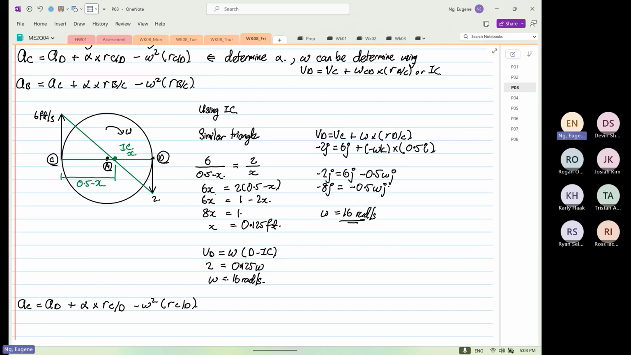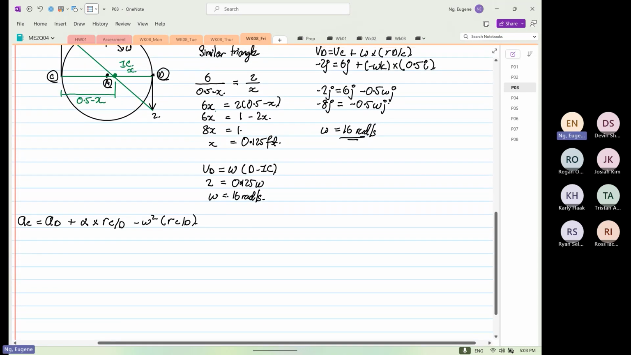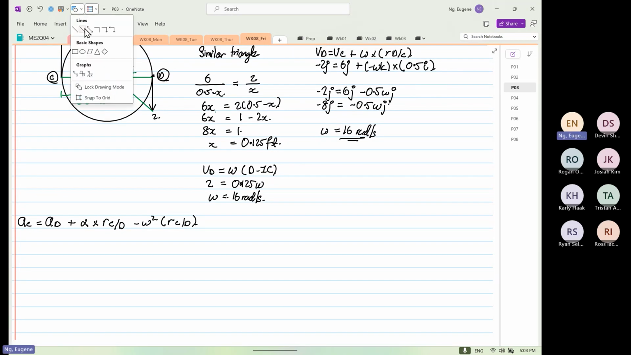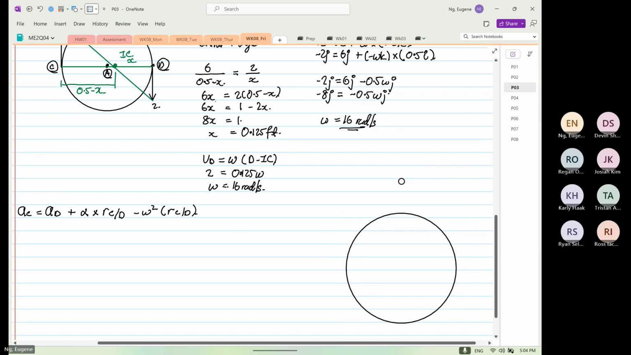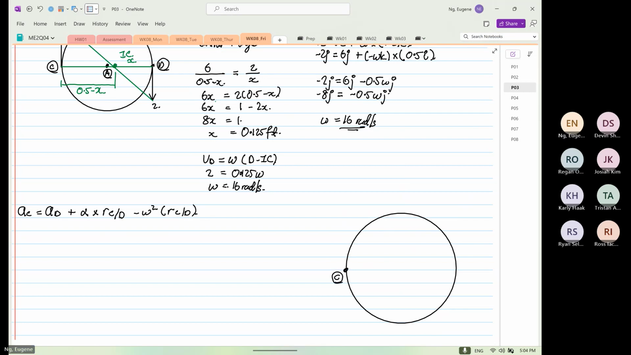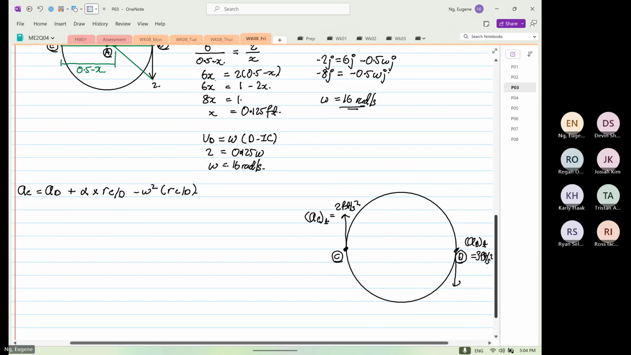Now, the next thing we have to do is construct our acceleration vector diagram. We are going to focus on acceleration at point C and point D. So we know over here, this is our acceleration, which is 2 feet per second squared, in the tangential direction, coming down here. This is AD, tangential, and we are given it is moving at 3 feet per second squared. Okay, 3 feet, 2 feet.